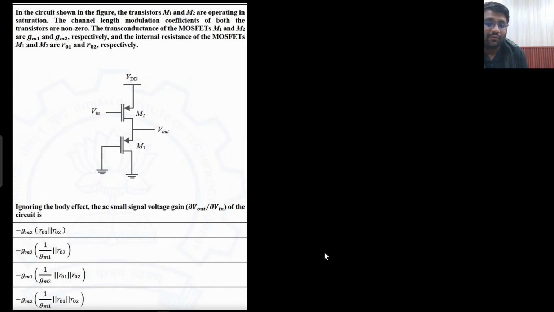Sorry, not V1 to V0, V in to V0. What we need to find out? We need to find out V0 and V in. So our matter of concern is V0 and V in. My target would be that I move from V in to V0. Whatever is coming in between, I need to eradicate.